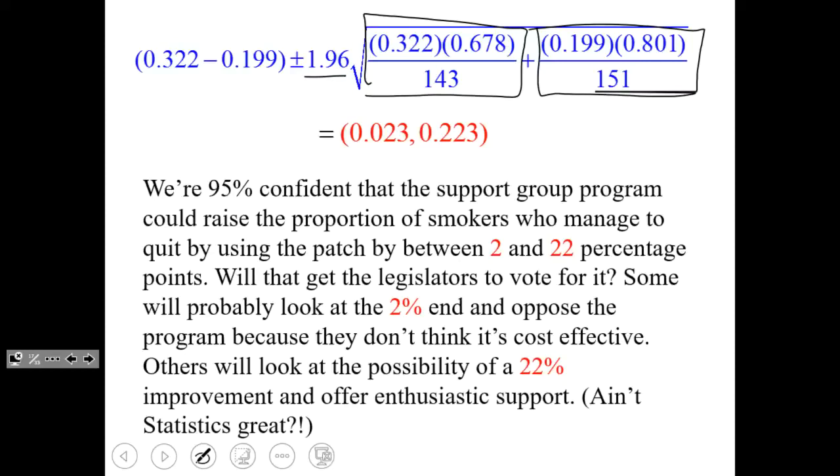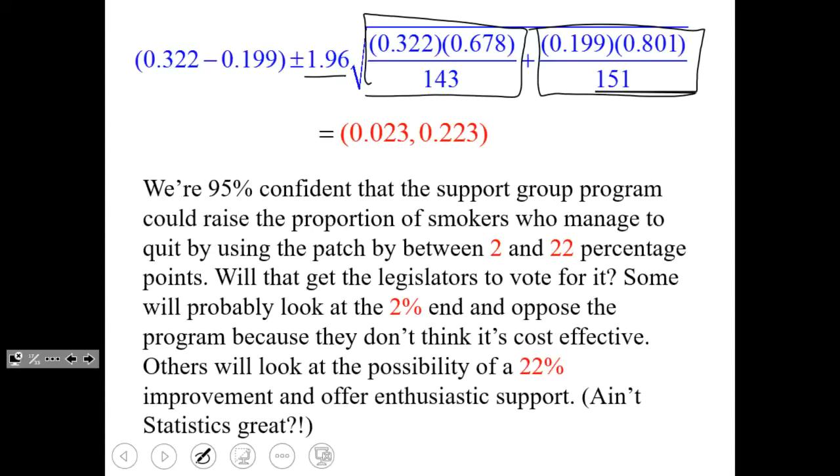Now, the thing is, some people are going to look at that and grab on to that 2% and say, well, you know what? This isn't really money well spent. There's probably other ways we could raise 2% and not cost much money. Other people might look at 22% and say, hey, we need to do this a lot more. This is definitely worth the money. But the best we can say is that we're 95% confident the true proportion is in that range. That's the best we can say. That's just how statistics works.